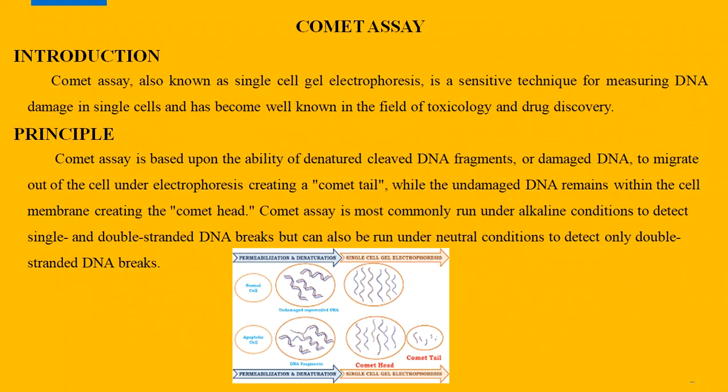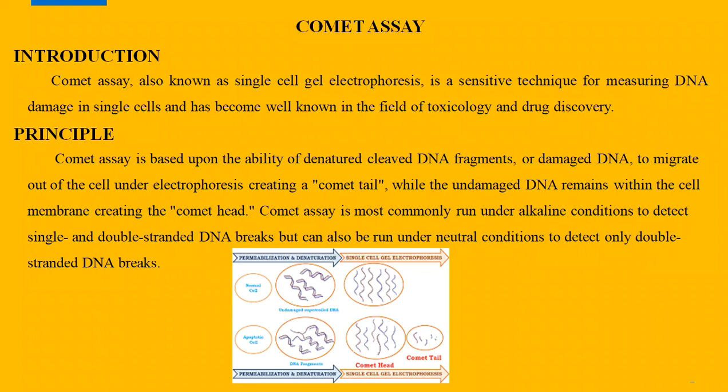principle is majorly based on the fact that damaged DNA, during the process of electrophoresis, can easily migrate out of the cell, and thus they create a comet tail. While the undamaged DNA remains inside the cell during the process of electrophoresis and forms the comet head.